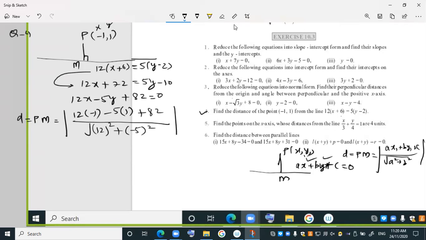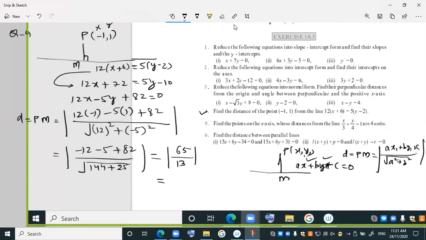This will give you the value of the perpendicular distance, which will be equal to -12 minus 5 plus 82, divided by 12 square means 144 plus 5 square is 25, 169, and root of 169 is 13. And here 82 minus 17 is 65. So 13 fives are 65. So the answer is 5. So 5 units is the distance of the point from this line.